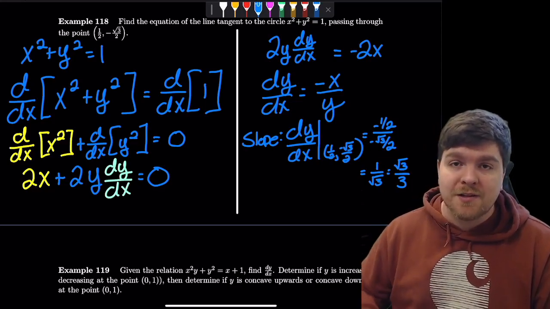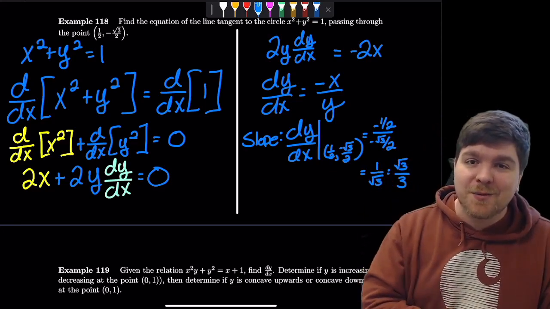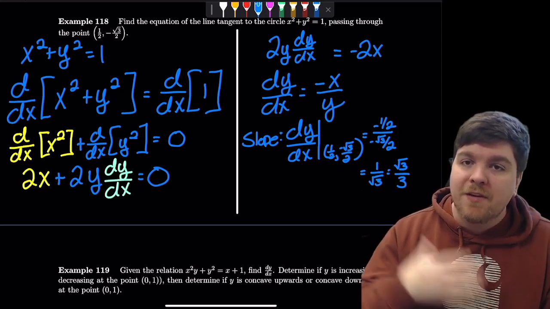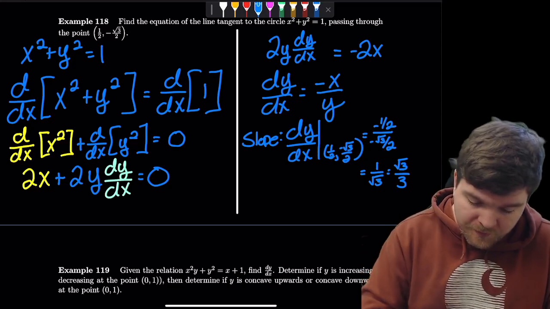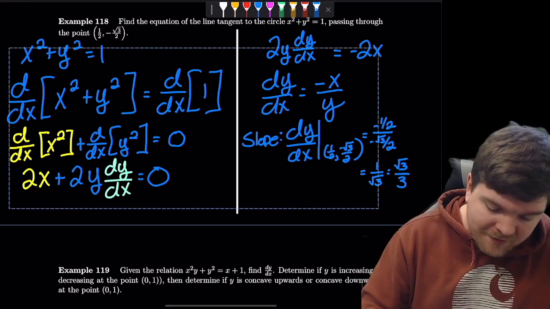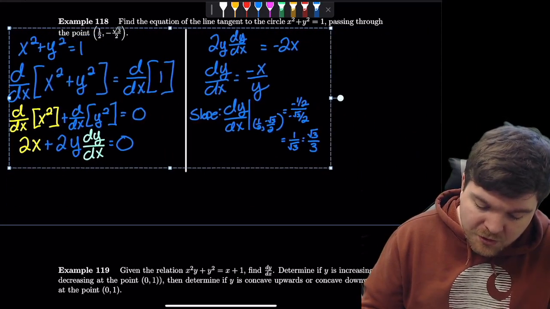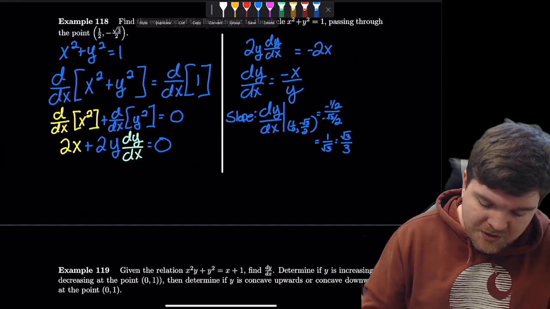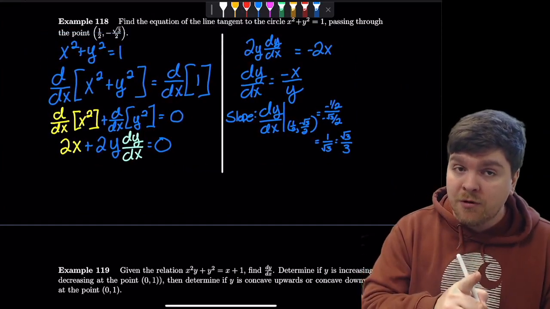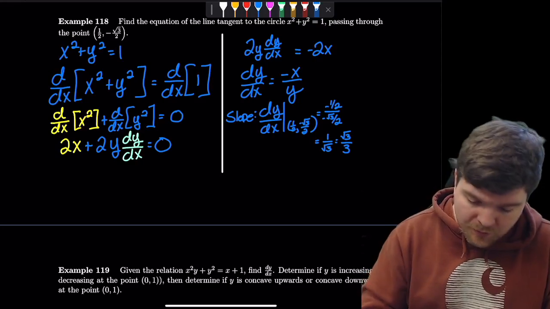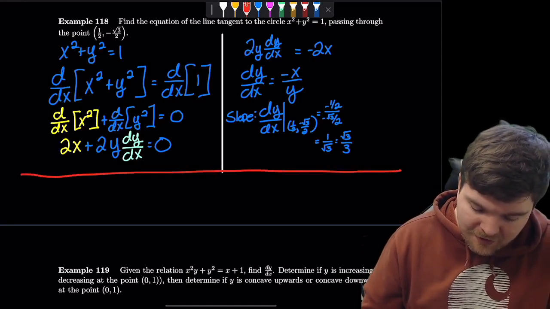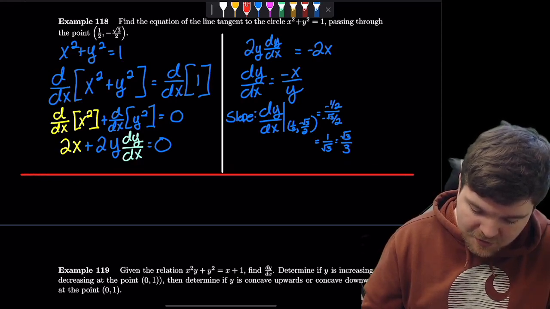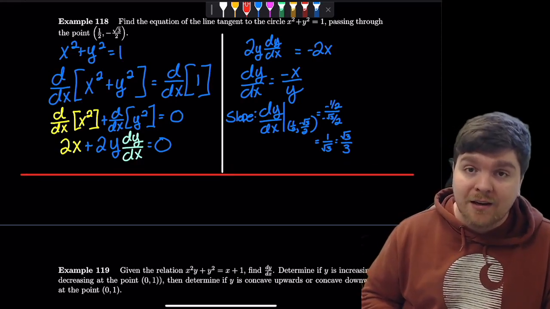So what we have here is our original function, the circle x squared plus y squared equals 1. We've taken the derivative using implicit differentiation, and now we have ourselves a slope. Well, if we're looking for the equation of a tangent line, keep in mind the two things that we need in order to find the equation of a line are a point, which we were given, and a slope. So now we just need to tie those two pieces of information together and write down the equation of the line tangent to the circle at the point (1/2, negative root 3 over 2).